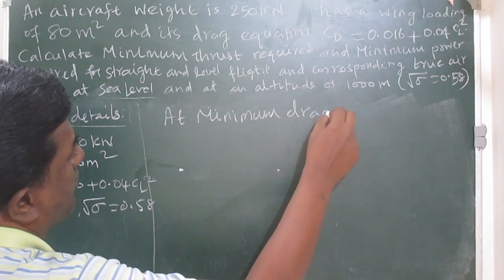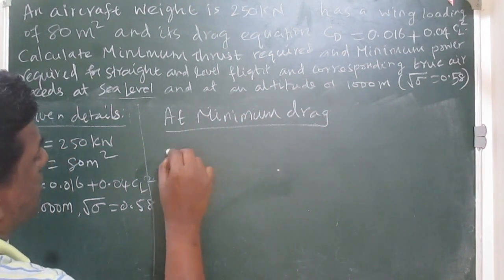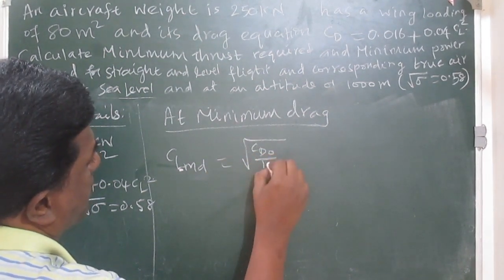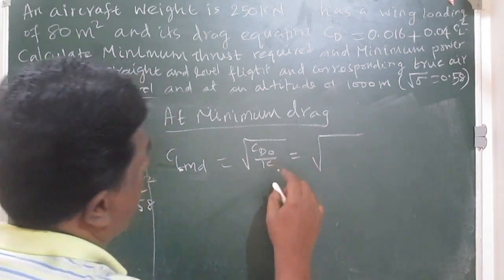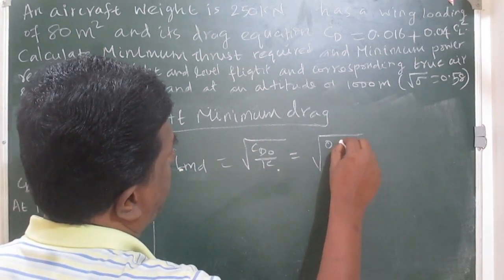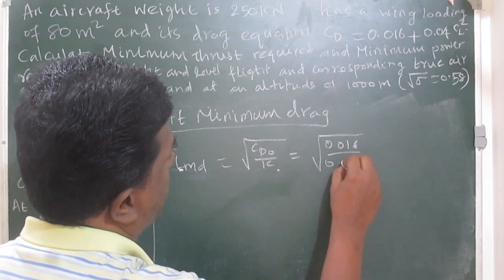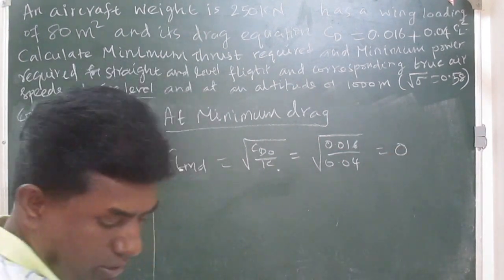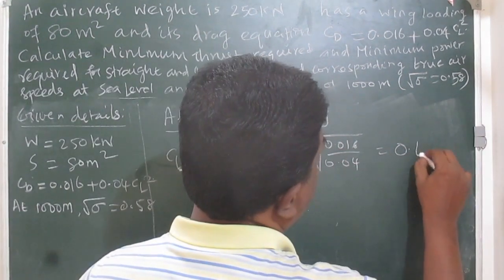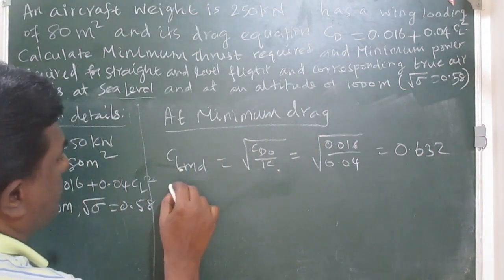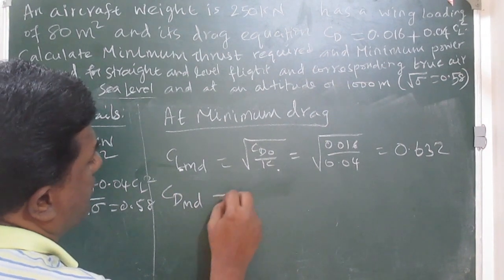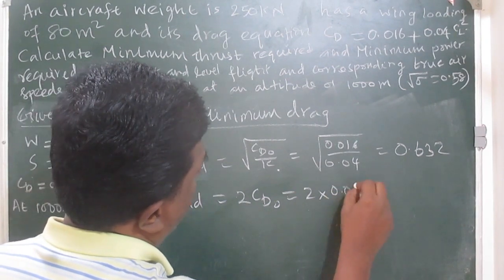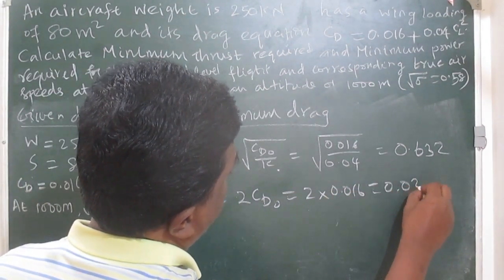drag conditions, CL at minimum drag equal to square root of CD naught by K. We know CD naught, 0.016 divided by 0.04, so the value is 0.632. Then CD at minimum drag is twice CD naught, so 2 into 0.016, which is 0.032.